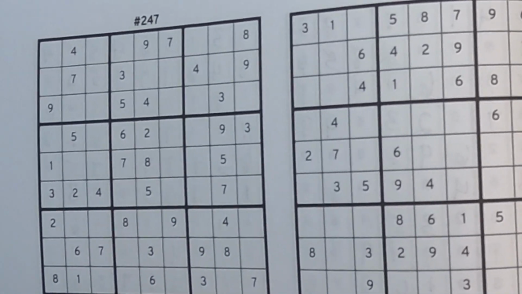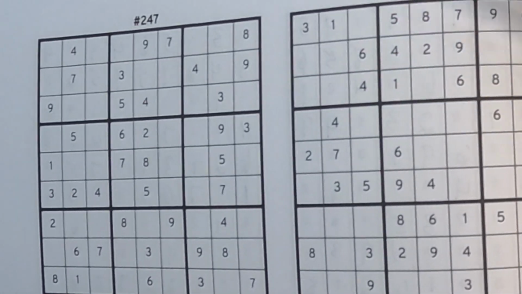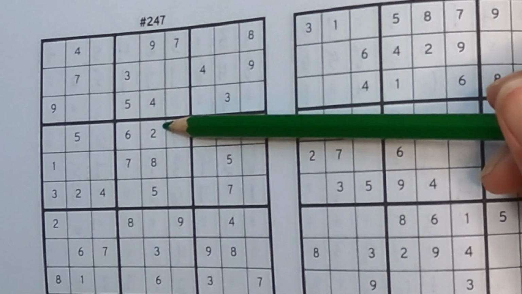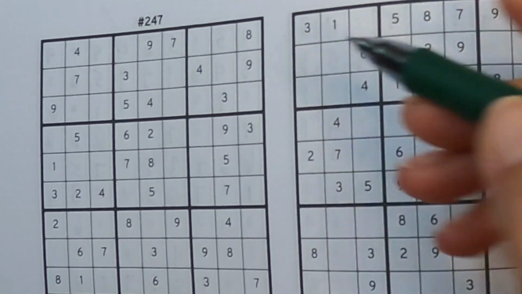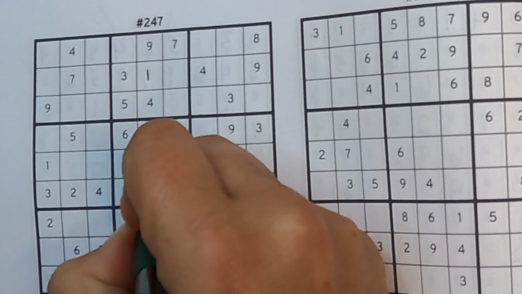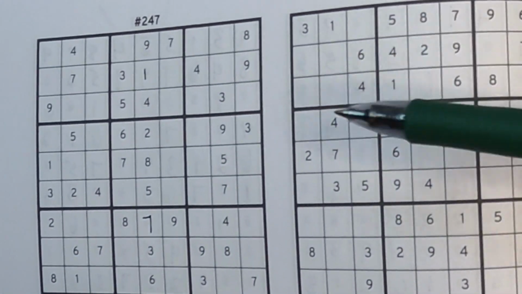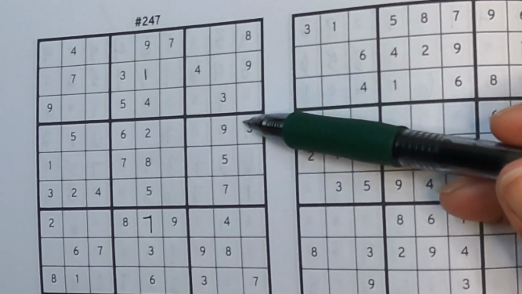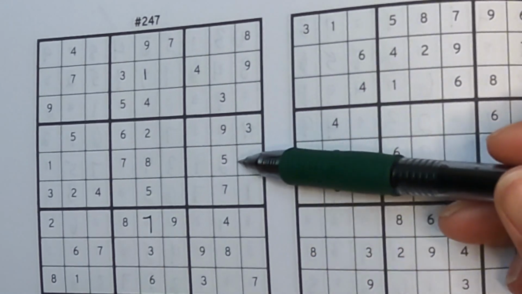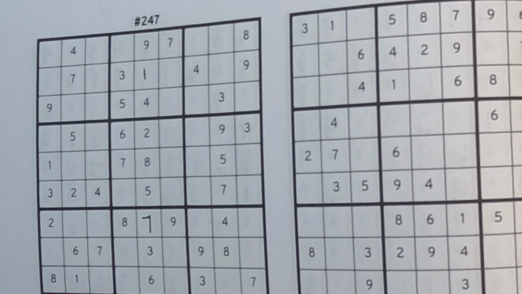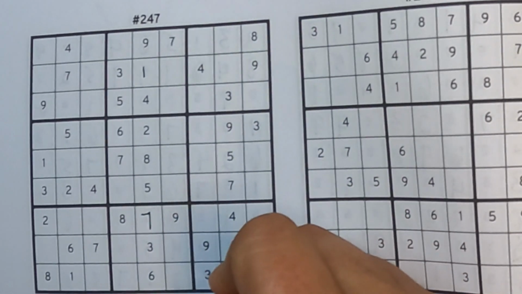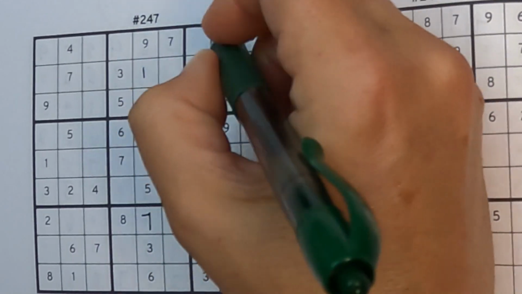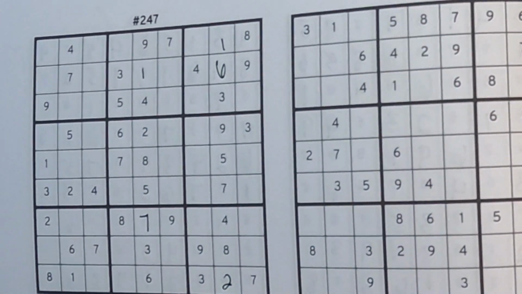Looks like today we're doing puzzle number 247. If we start with this column, we're missing 1 and 7. We've got a 7 here, so 1, 7. For this column, we're missing 1, 2, and 6. We've got a 1 and 6 here, so this is our 2. 1 here, so 6, 1.